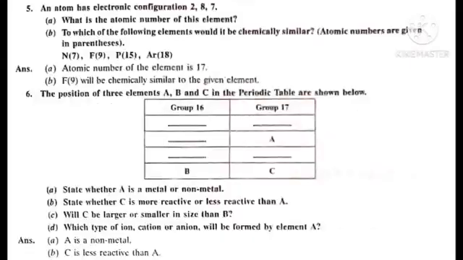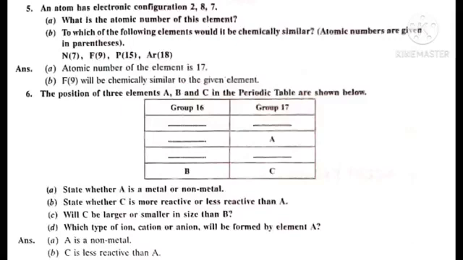Question number 5. An atom has electronic configuration 2, 8, 7. A. What is the atomic number of this element? B. To which of the following elements would it be chemically similar? N 7 atomic number, F 9, P 15, Ar 18. Answer A. Atomic number of the element is 17. B. F 9 will be chemically similar to the given element.